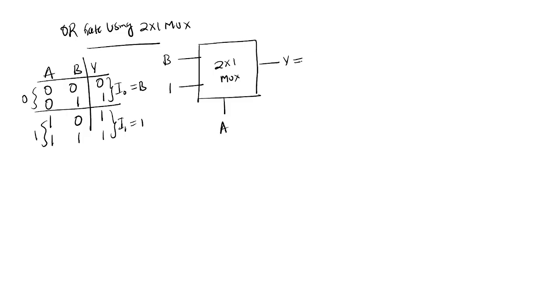Okay, so if you write the Shannon's equation, what are you getting? A bar and B plus A and 1. So that means A plus A bar B. By using the absorption law, you are getting A OR B. Okay, so this is the OR gate using 2x1 mux.